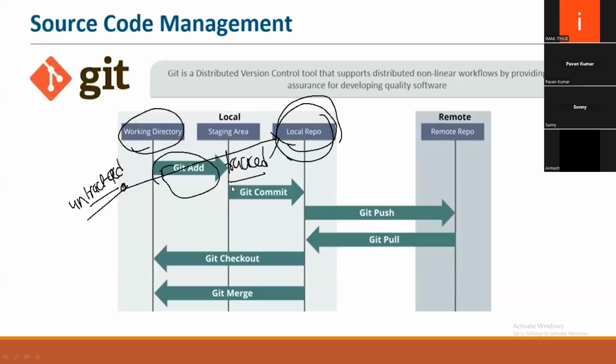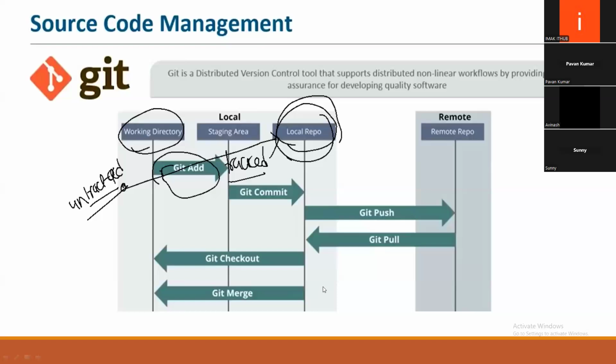Once you use git commit, it goes from staging to the local repository. In the local repository we have git checkout, git merge, and git branch, so we can use these commands. From the local repository to the remote repository, we can push the data using git push. How can we download from the Git repository? By using the git pull command. Git push is nothing but pushing, and pull is nothing but pulling.